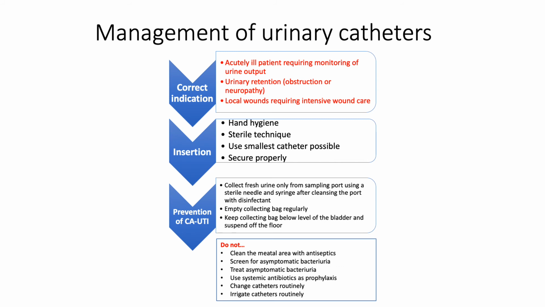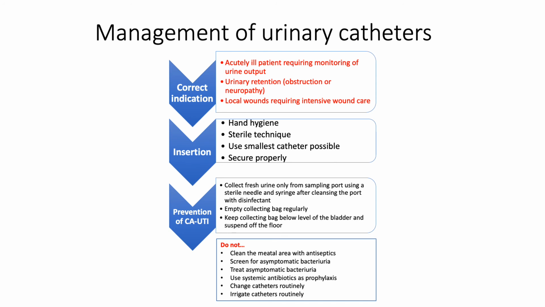So, just to speak about urinary catheters, really the most obvious and important thing to prevent catheter-associated urinary tract infection is to not actually have a catheter in. And there's really only three indications for a urinary catheter. One is patients who are acutely ill, requiring careful monitoring of their urine output, and really only leave it in when you intend to monitor their urine output.